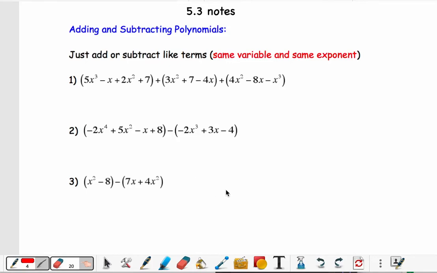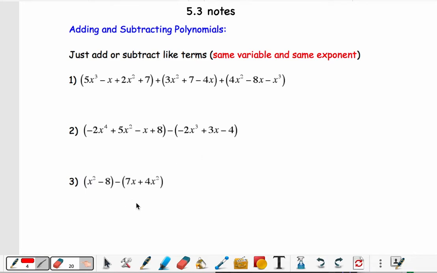We're going to be looking at 5.3, where we're going to add and subtract polynomials. Now, when you add and subtract polynomials, remember a polynomial is just any type of expression where you have it separated into different terms, with different exponents based on a certain variable. A lot of times it's x, so a polynomial here would be negative 2x to the fourth plus 5x squared minus x plus 8. But now we want to subtract a whole other polynomial, namely this whole piece, negative 2x cubed plus 3x minus 4.